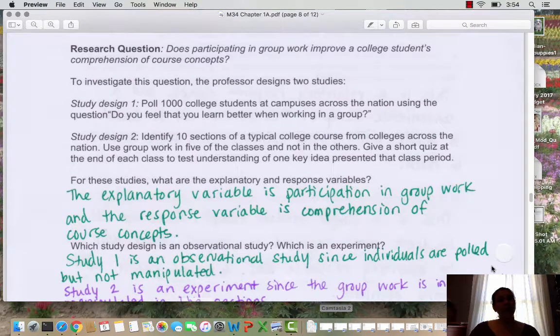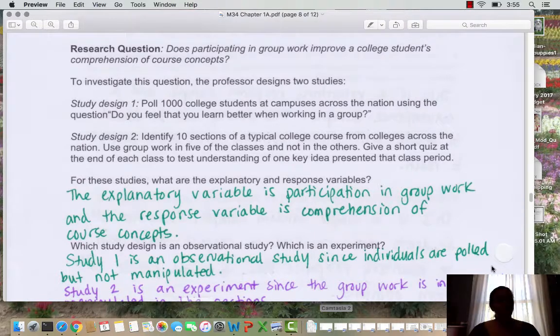Example 7 is about how we design a study. So the research question, which is where we start all study designs, asks, does participating in group work improve a college student's comprehension of course concepts? So the professor designs 2 studies. Study design 1 polls 100 college students at campuses across the nation using this question, do you feel that you learn better when working in a group?